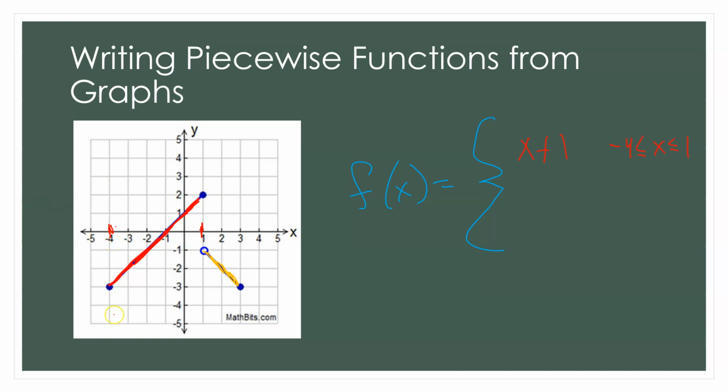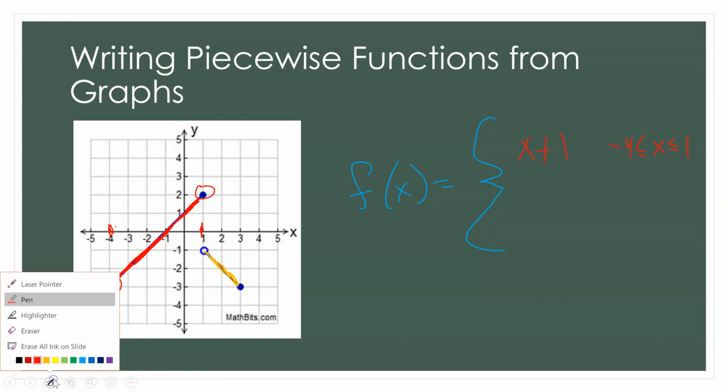If I plug a -4 into this function, I should get a -3 out, because that's where that point is. And lo and behold, I do. And if I plug a 1 into this function, I should get a 2 out. And lo and behold, I do. 1 plus 1 is 2. So I've handled the one half. Now I have to look at the other half, right?